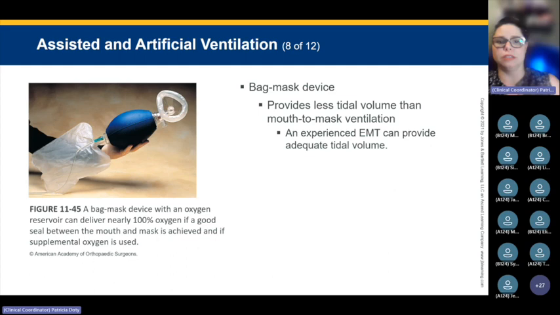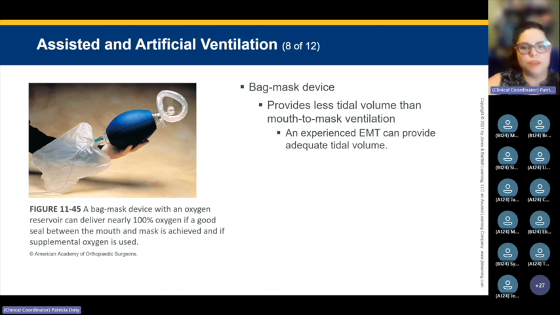This is what a BVM looks like, a bag valve mask. And I keep saying valve, and I'm not even seeing it in here for the valve. So apparently I missed that when they updated the edition. So bag mask provides less tidal volume than a mouth to mask ventilation. And an experienced EMT can provide adequate tidal volume. So you're going to practice this a lot. Okay. There's no pop-off valve.